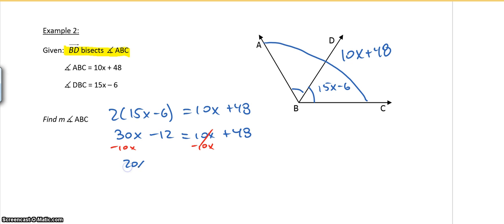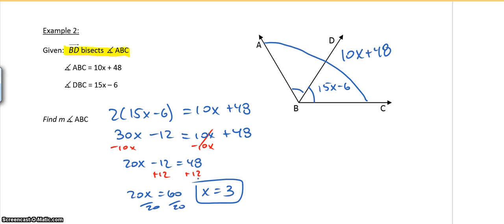So I get 20x minus 12 equals 48. Add 12 to both sides. So 20x is 60, divide by 20, and x is 3. Alright, so we found x.